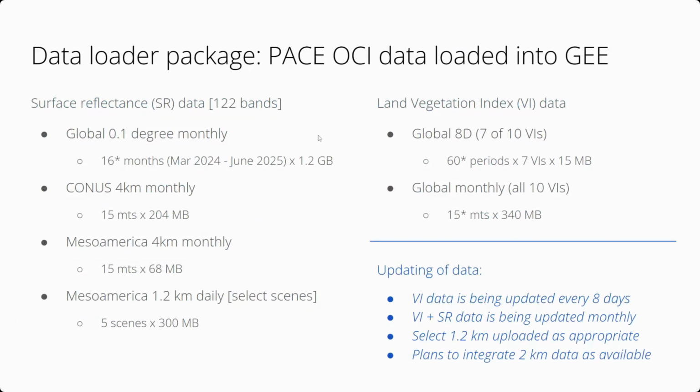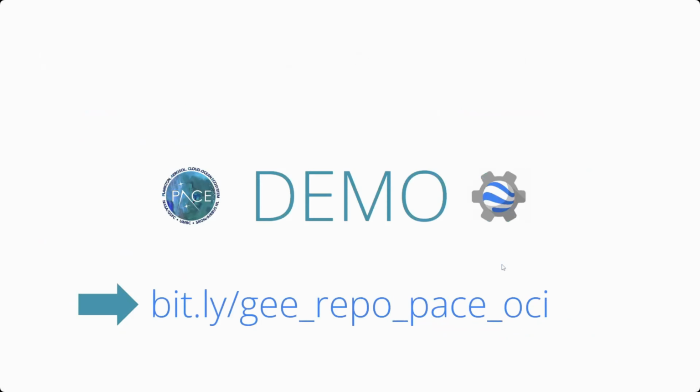And I guess for the next minute, just the data loader package. As mentioned before, there's global data over the continental US, Mesoamerica, some scenes which are at the 1.2 kilometer original resolution, and globally the different VI data that are out there. Also to mention that as the VI data become available, I've been trying to keep those updated, as well as pulling in some select scenes and the idea of eventually pulling in the 2 kilometer data that Morgan mentioned.